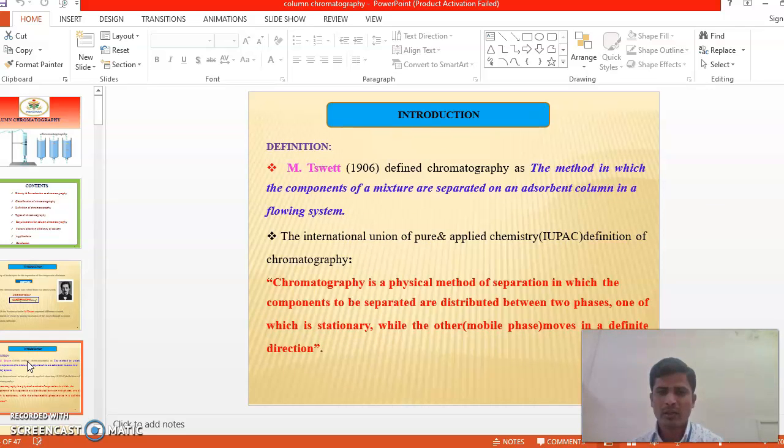So Michael Tswett was the first scientist who initially went for column chromatography, and according to him, it is the method in which the components of the mixture are separated on an adsorbent column in a flowing system. So we can say in simple words, chromatography is a physical method of separation in which the different components to be separated are distributed between two phases, one of which is stationary, while the other is a mobile phase moving in a definite direction.